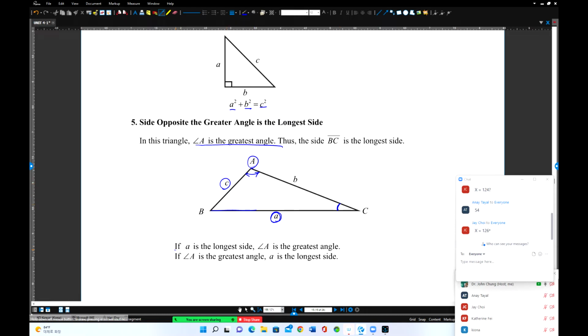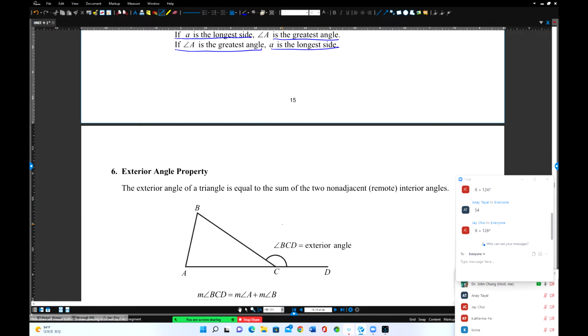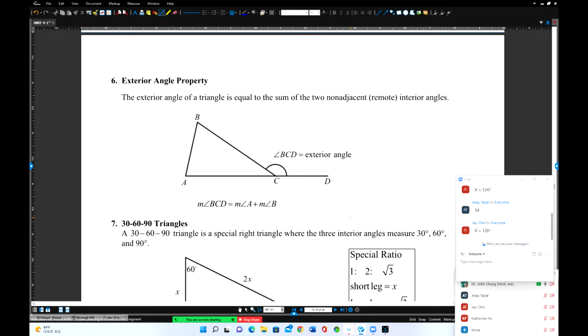Over here, if A is the longer side, angle A is what? The greatest angle. The reverse way: if this is the greatest angle, the opposite side is also the longer side. Okay? Yeah, this is the theorem. The exterior angle theorem we did already in the last chapter, right? The exterior angle is always what? The sum of its two remote interior angles.